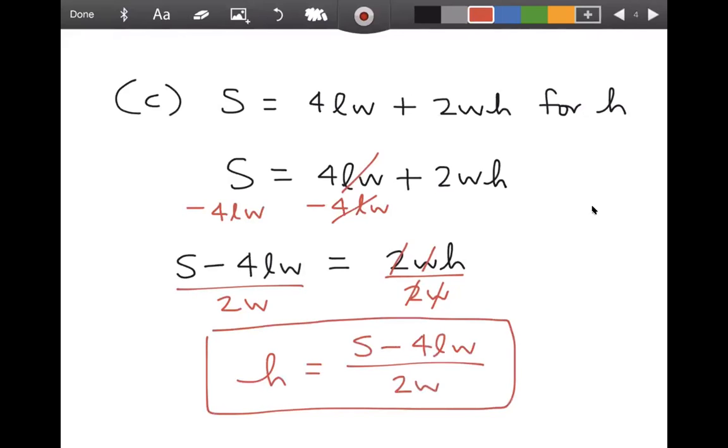Okay, and this is another example where if you're looking at the W's, we would not be allowed to cross those out because we have subtraction on top of the fraction. All right, back to the presentation.